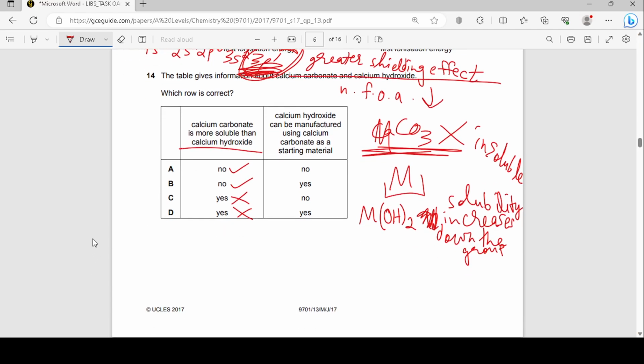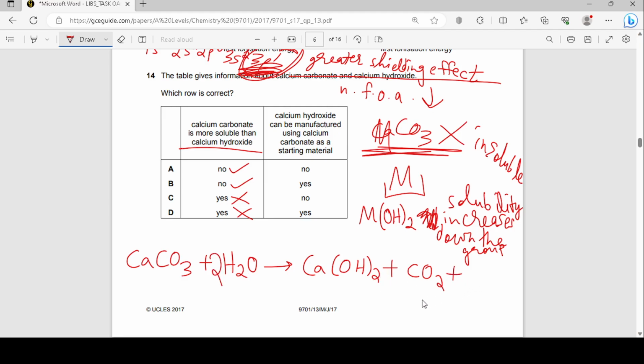And then, calcium hydroxide can be manufactured using calcium carbonate as a starting material. Let's try to make an equation of that. So calcium carbonate plus H2O perhaps can give you Ca(OH)2 plus, what should I say, CO2. Is that balanced or not? It's not balanced. Let me make this 2 H2O.